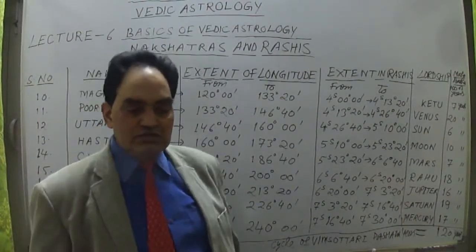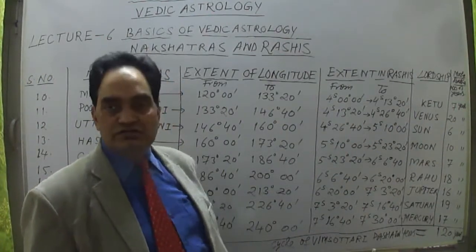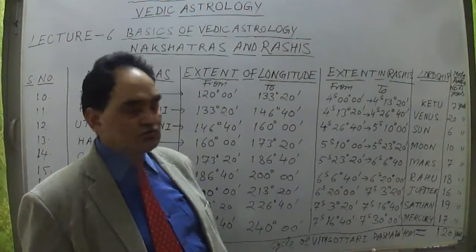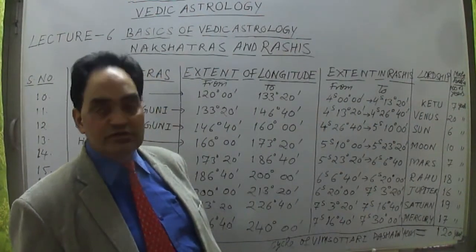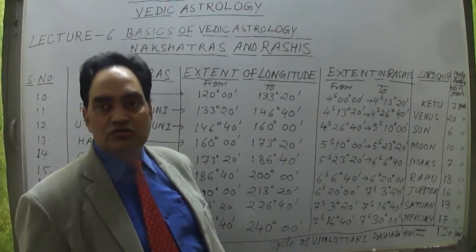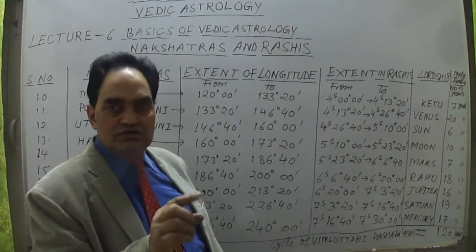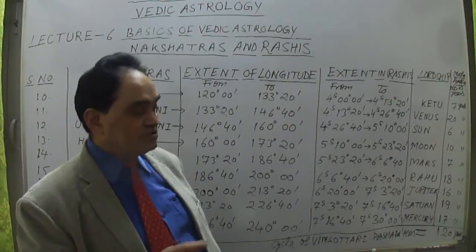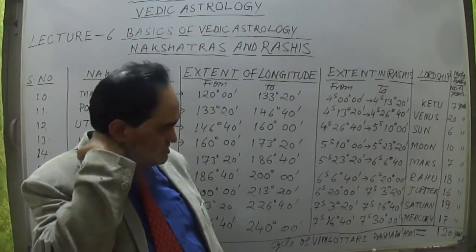Now we know that 13 degree 20 minute is equal to 18 years of Rahu. Okay, so if I take 18 into that 5 degree divided by 13 degree 20 minutes, in this way we have to convert that into minutes, so that years can be calculated. Out of 18 years, how many years will be utilized by this person? That is now known.